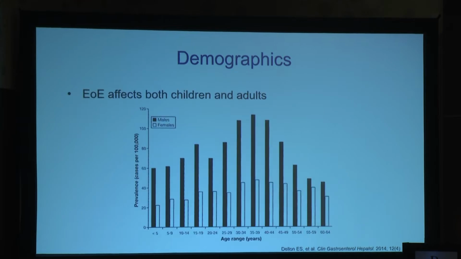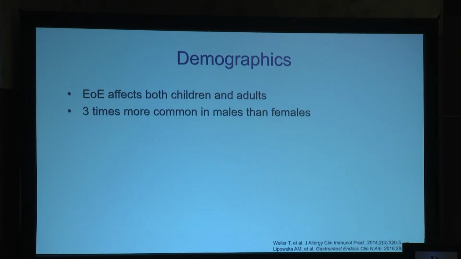like many other conditions. And so when we think of EOE, most people think about it in adults, and the 30s is the most common age for it to be diagnosed. But you can see on this chart that it happens in every single pediatric age group as well. It's 3 times more common in males than females, and we tend to think of it as a disease that affects mostly the Caucasian population, but we see a lot of African American patients with EOE as well.